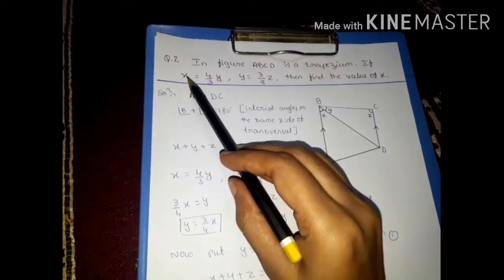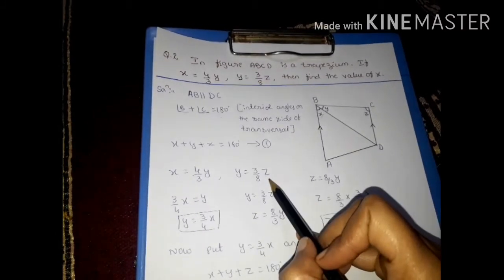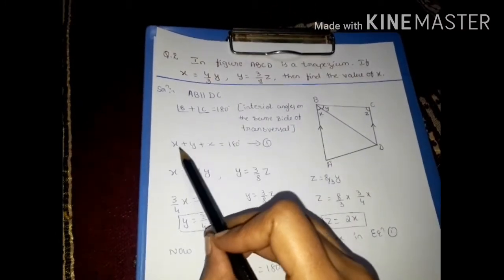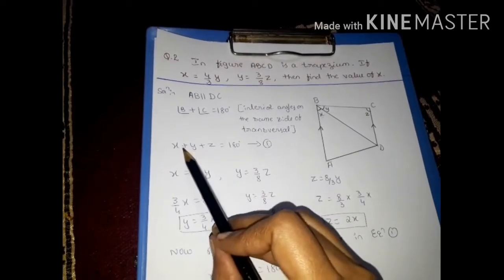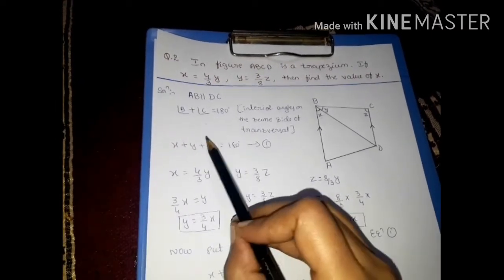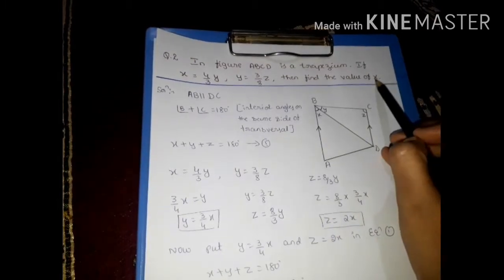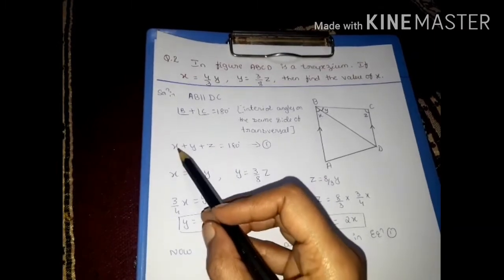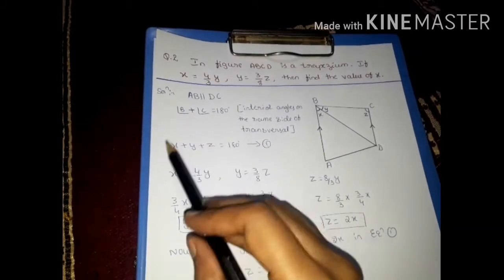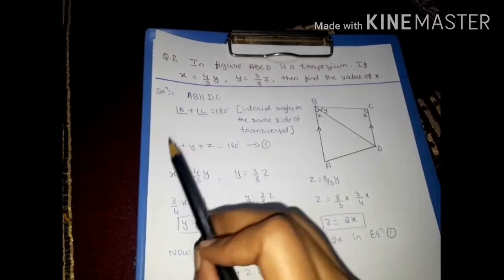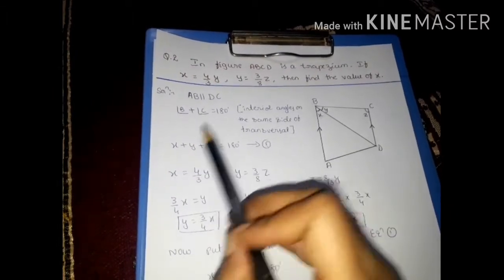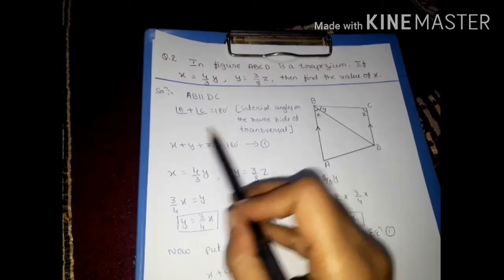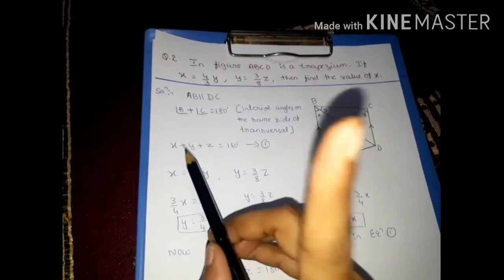In the question they gave x equals 4 by 3y, and y equals 3 by 8z. Now what we have to do is, in equation 1, substitute x, y, z all in terms of x, because we have to find the value of x. In this equation 3 unknowns are there. We don't know the x value, y value, z value. When 3 unknowns are there in the equation, we can't simplify it. So we have to make the equation by keeping 1 unknown.